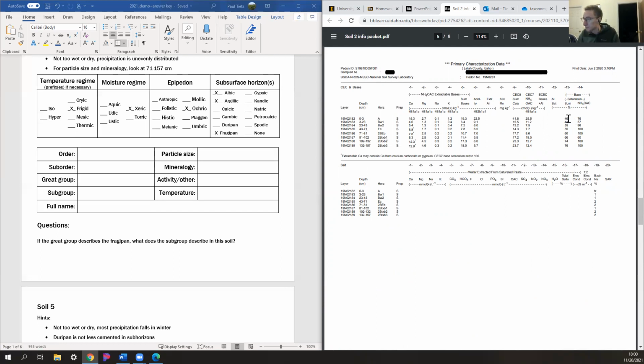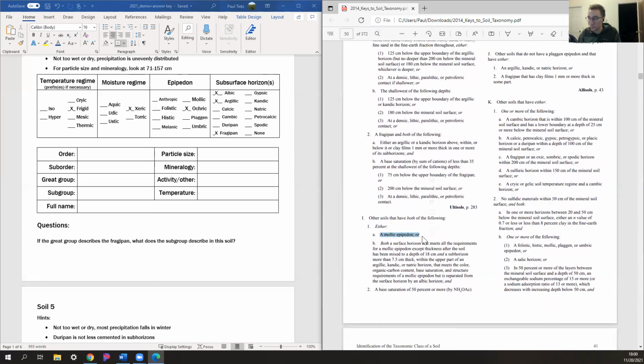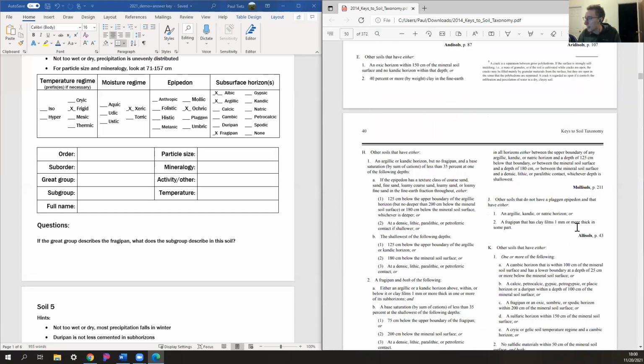We're in the 50s, 60s, 70s, just increasing as it goes down. So we do not fit Ultisol. Skip past that one. Then Mollisols, we need a mollic epipedon. Don't have that. We keep going to Alfisols.